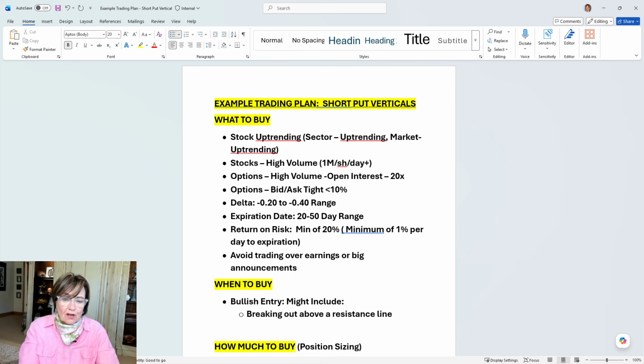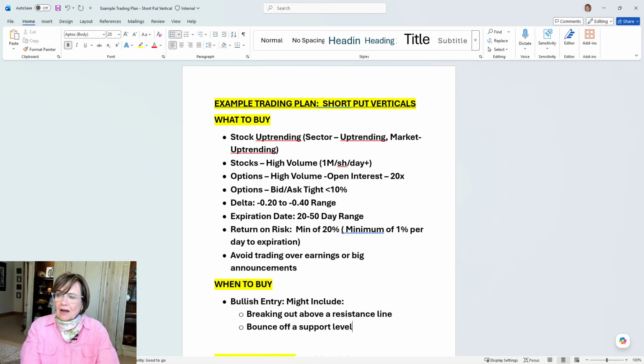And it could be a diagonal resistance line. It could be a horizontal line with a cup and handle pattern, or a double bottom, or an inverted head and shoulders. If all of these are new terms, you may want to check out the Getting Started with Technical Analysis class. We might also say, well, I'm looking for something that's bouncing off a support level. Or I'm looking for a bull flag with a close above the high of the low day.